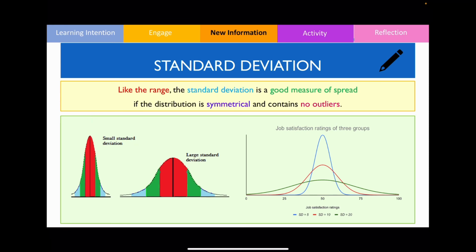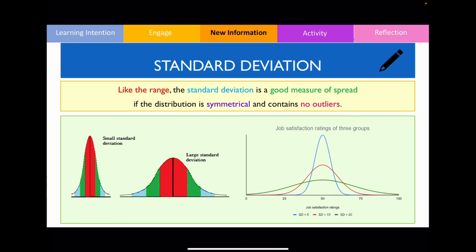Furthermore, just like the range, the standard deviation is only reliable when you've got a symmetrical distribution and contains no outliers. Once it does contain an outlier, or once it is positively or negatively skewed, then we shouldn't really use the standard deviation or the range to calculate the spread. We should therefore use the interquartile range instead.